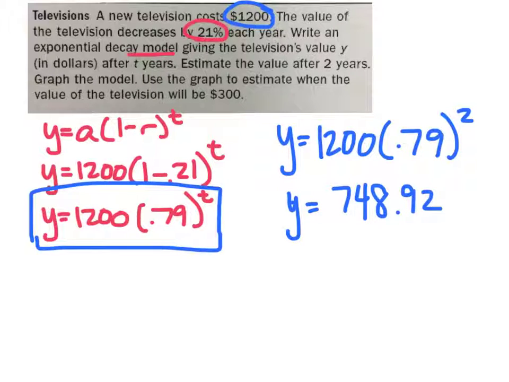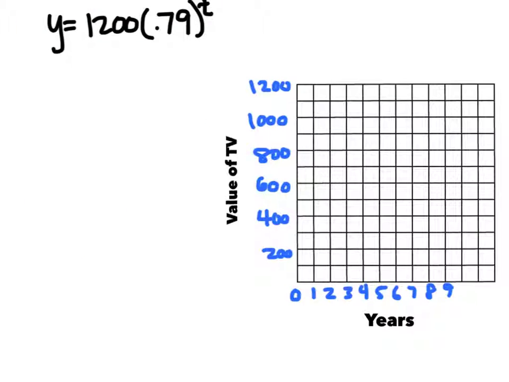The last thing that we're going to do is use the graph to estimate when the value will be 300. So we have to graph the model first. There are a lot of ways that we can approach graphing this. If we wanted to just make a table, we could do 1 through 9, but that might take a little while. We could think about it like we have been, the whole 0, 1, 1b. And what's the base of the exponent? The base of the exponent is 0.79. It's what's being raised to that t.